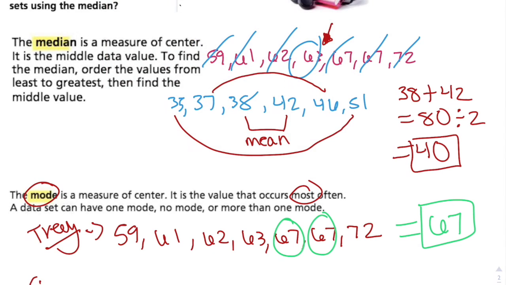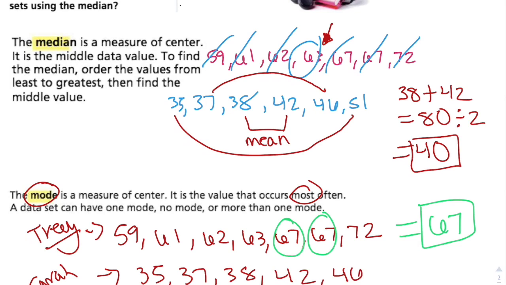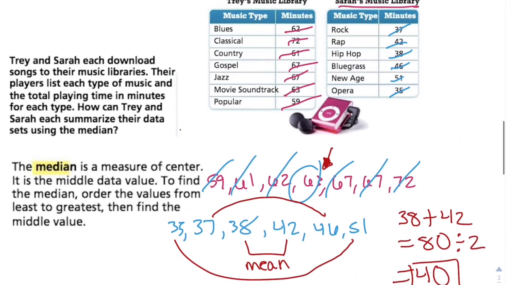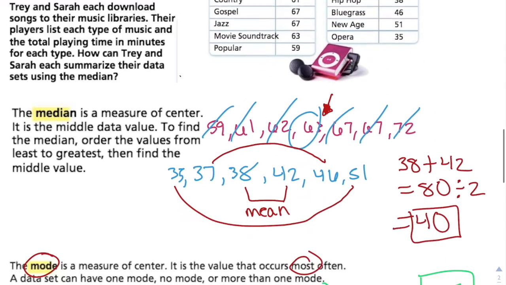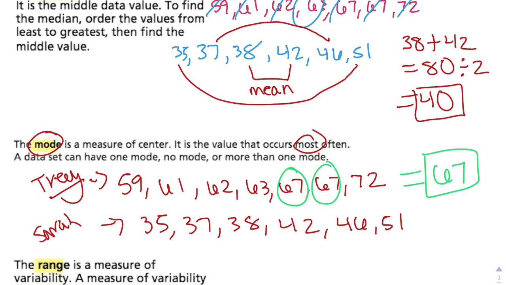Now for Sarah, I'm going to list them out again. Number 35 is at the front this time. You don't have to put these in order from least to greatest for mode. You can simply go up and look at your data if you want to do it that way. I just like to list them out. I think it's a little easier for me.